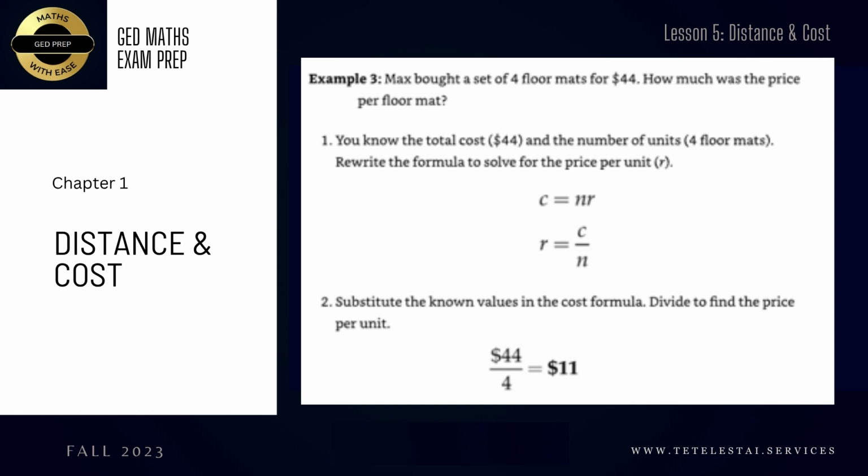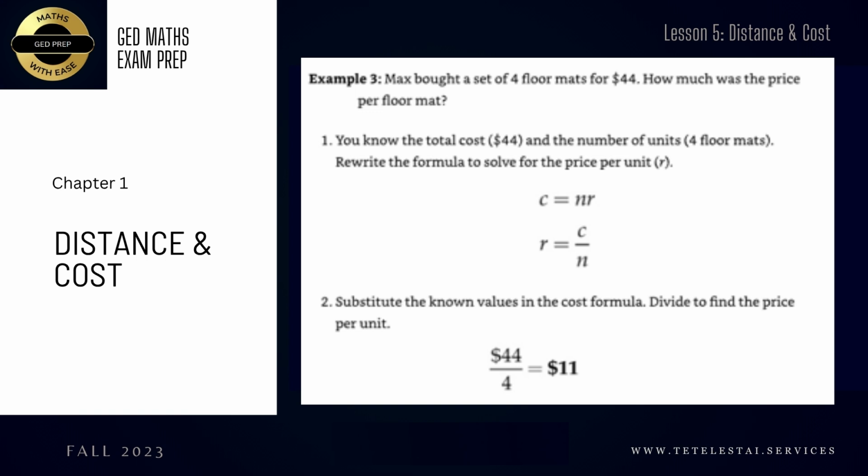So we go back to our cost formula. We know that cost equals the number of units multiplied by the price per unit. But in this case, we're trying to find R, the price per unit. We're trying to find how much each individual mat cost, right? So what we're going to do is divide both sides by R. And R would cancel out R on this side, okay?